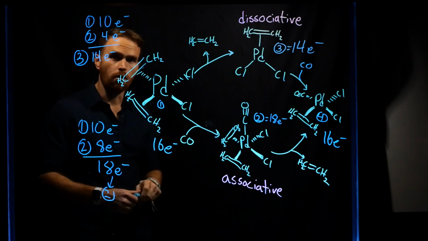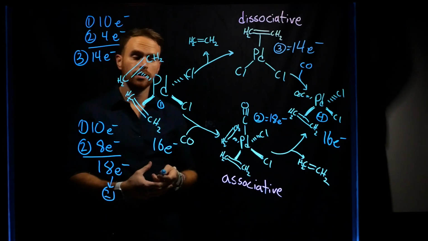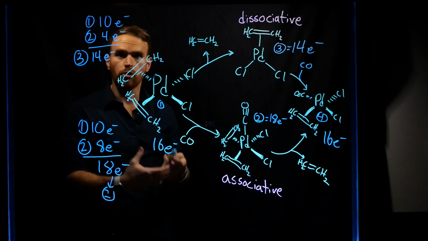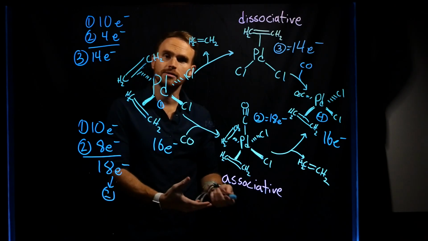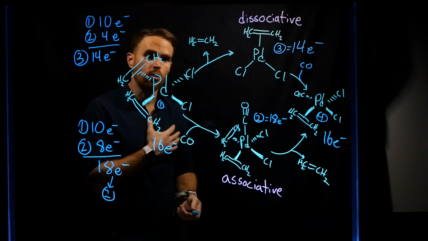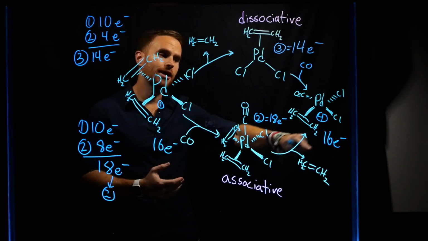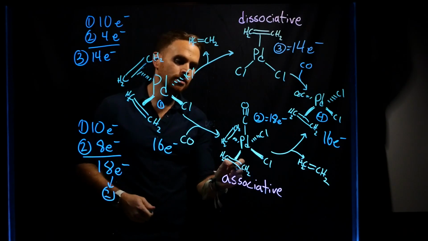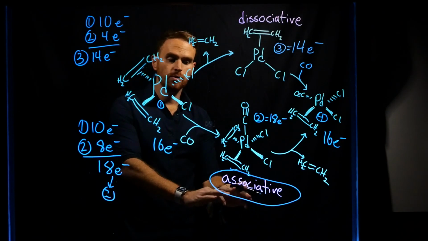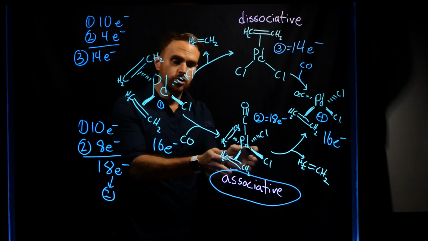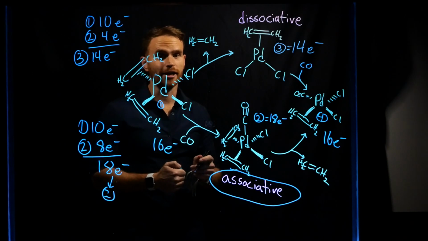Now, as you recall, the 18 electron rule says that transition metal or coordination compounds that are surrounded by 18 valence electrons tend to be more stable. Therefore, we can predict that this reaction mechanism is most likely going to be associative because it follows a pathway where the intermediate is an 18 electron species.